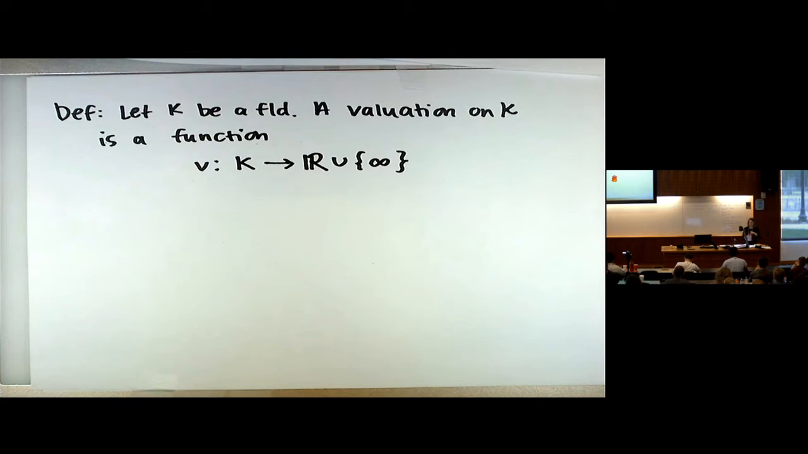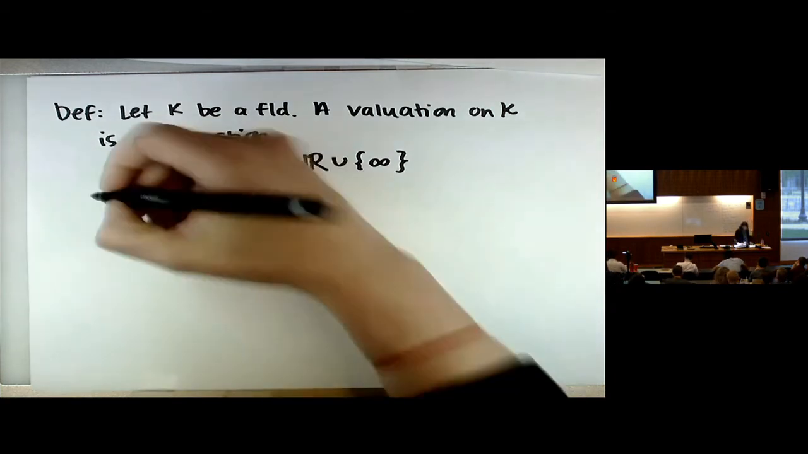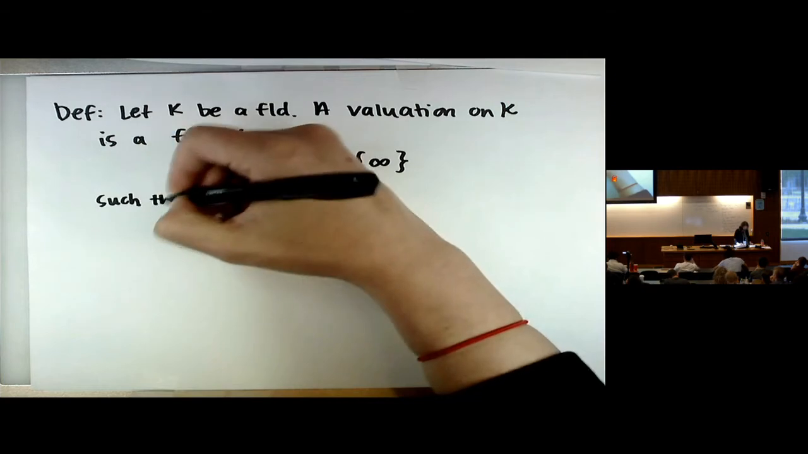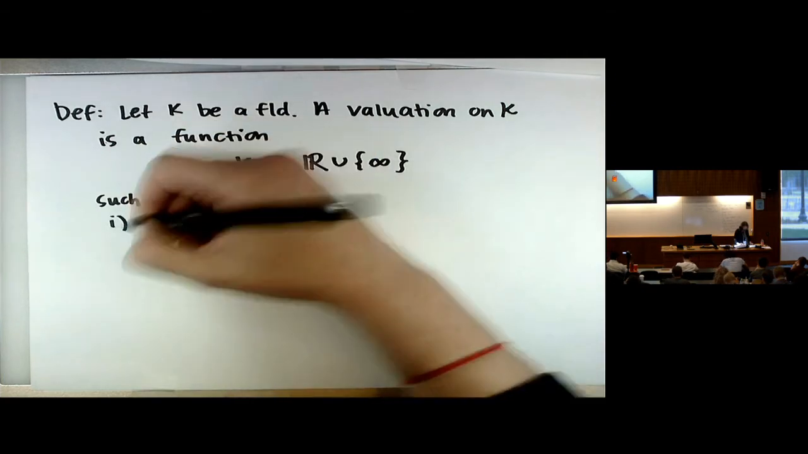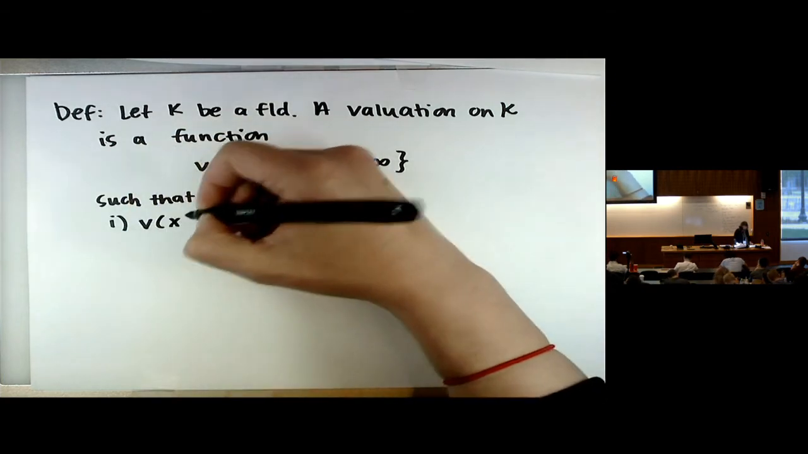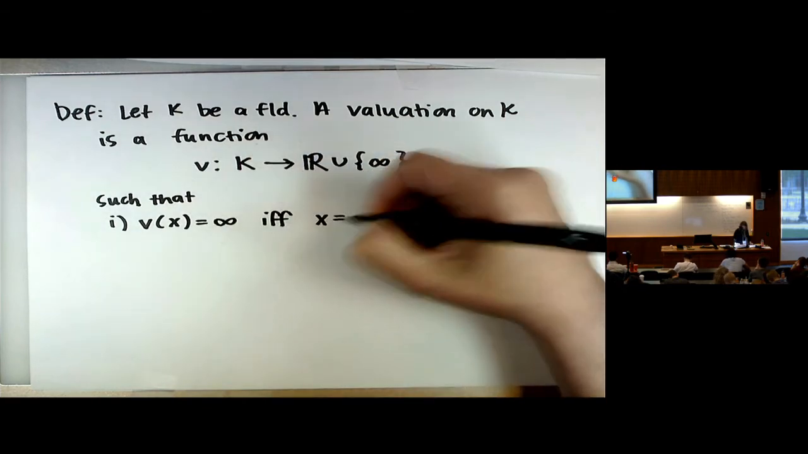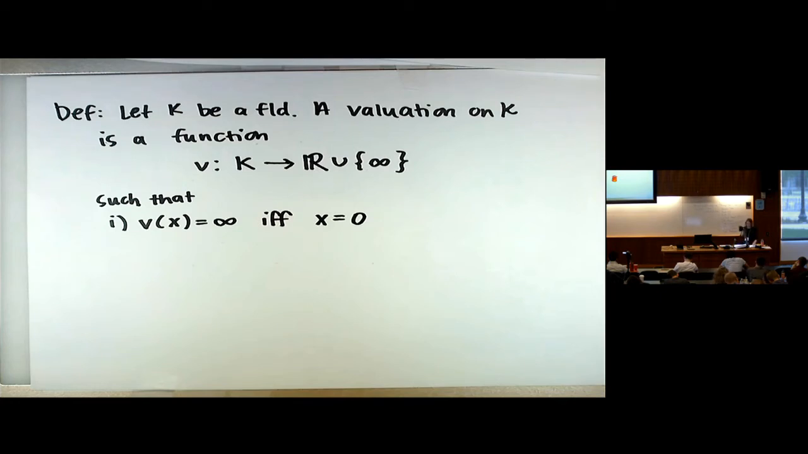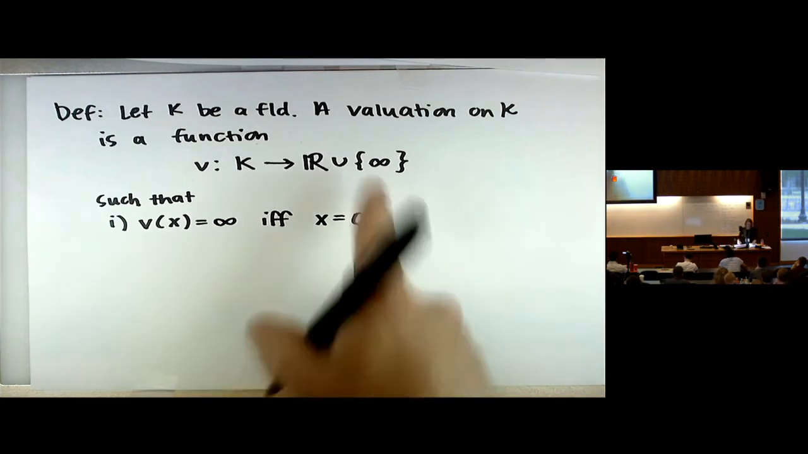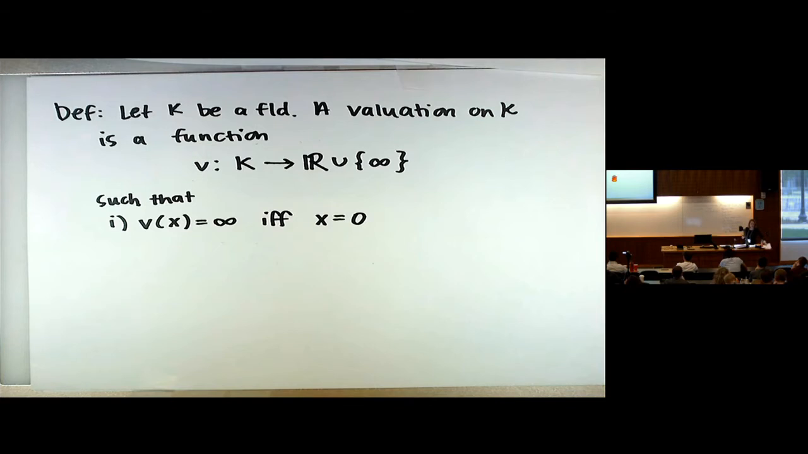People get very much more creative than me on this, but we're going to focus on the case where the valuation takes a real value or possibly infinity. Such that, 1, the valuation of x is infinite if and only if x is equal to 0. So one element is allowed to take that value, and that is 0.